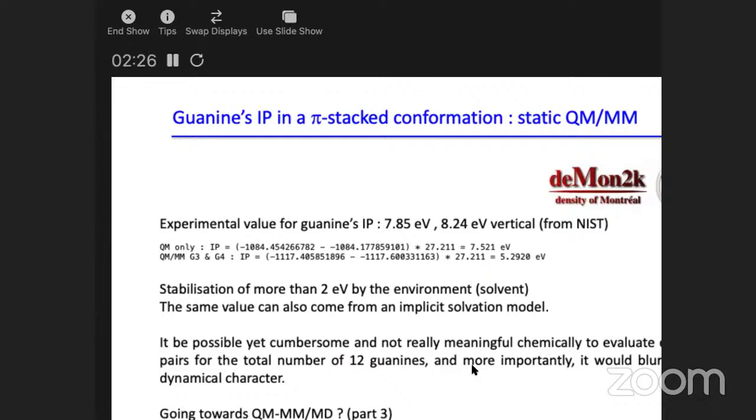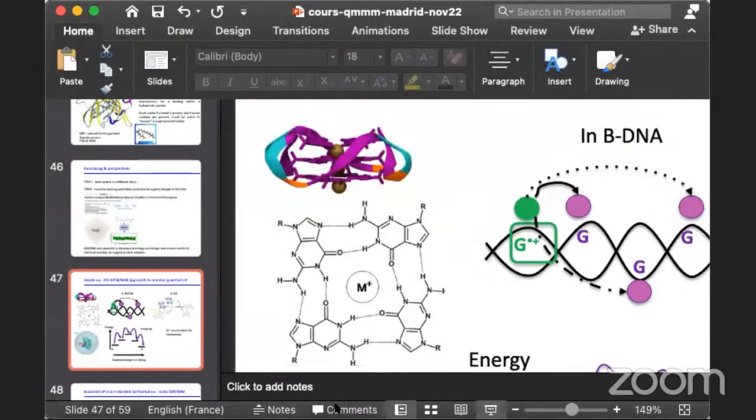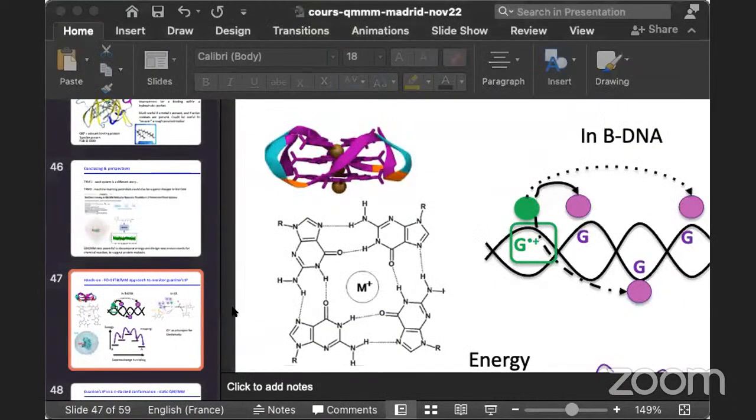The very first, I won't show it too much because then I give a bit of the answer, but you can follow this link that Andrew just sent to you. The first question is just to estimate the ionization potential for two guanines that are pi stacked. In the practical that I will look at with you, I give you already the input and you can have a look at the output directly.